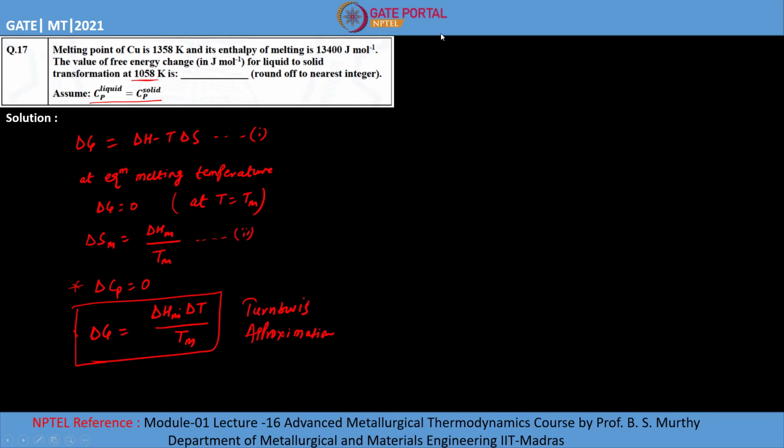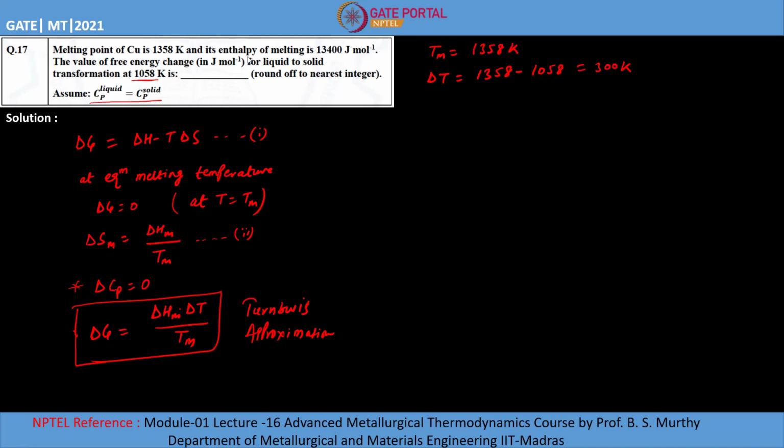Now coming to the problem, let us see what data we have been given. We have been given the melting point of copper as 1358 Kelvin, and we are cooling it below the melting point. So the delta T value will be 1358 minus the transformation temperature, which is given as 1058 Kelvin. If you subtract this, you will get delta T equal to 300 Kelvin, and then the value of enthalpy of melting.